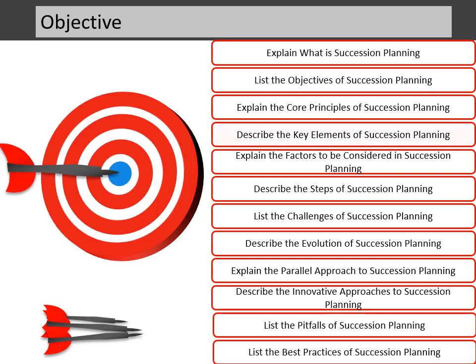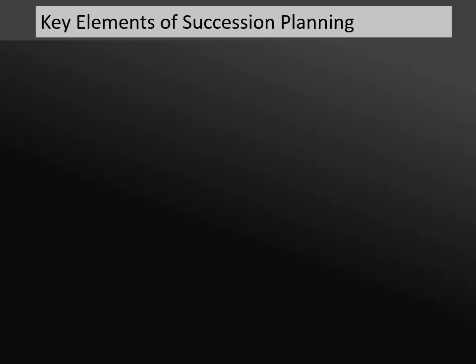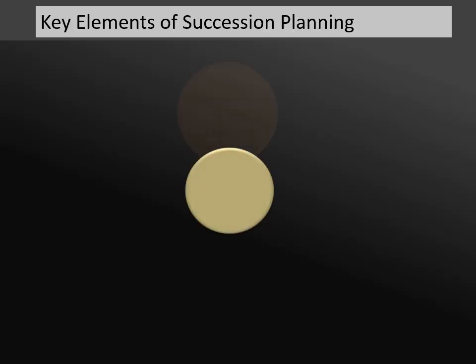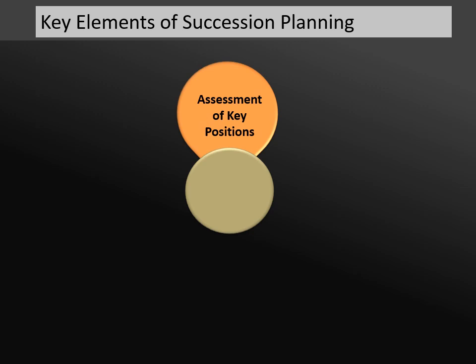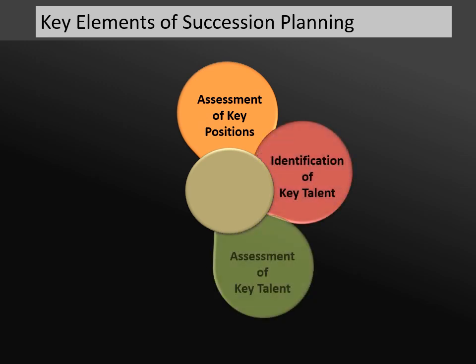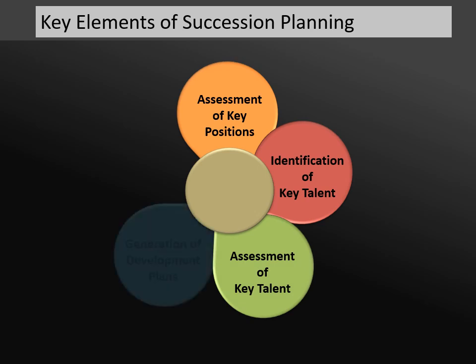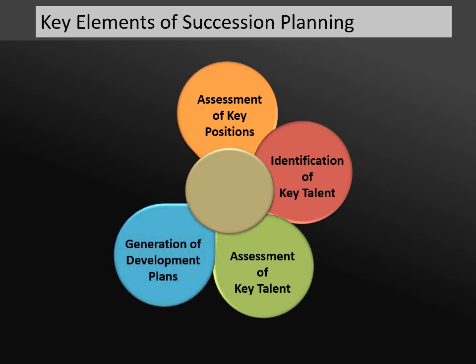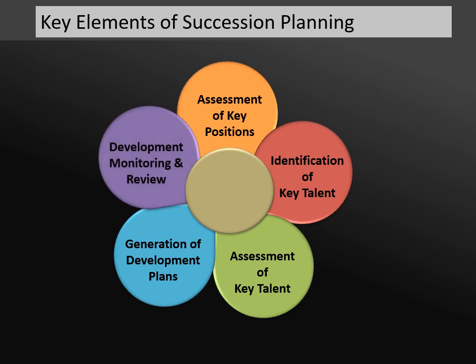Our next objective is to describe the key elements of succession planning. Let us take a look at the key elements of succession planning: assessment of key positions, identification of key talent, assessment of key talent, generation of development plans, development monitoring and review. Let's take a look at each of these in detail.